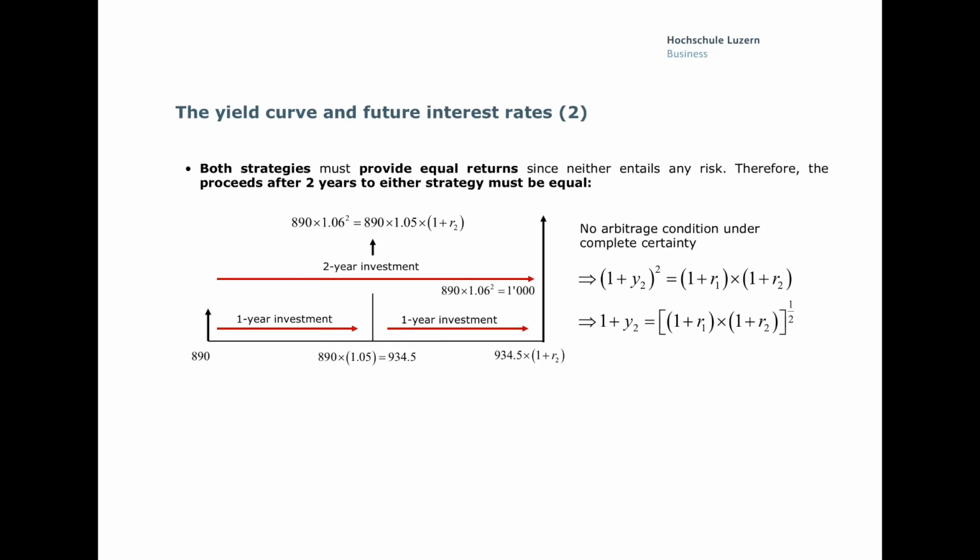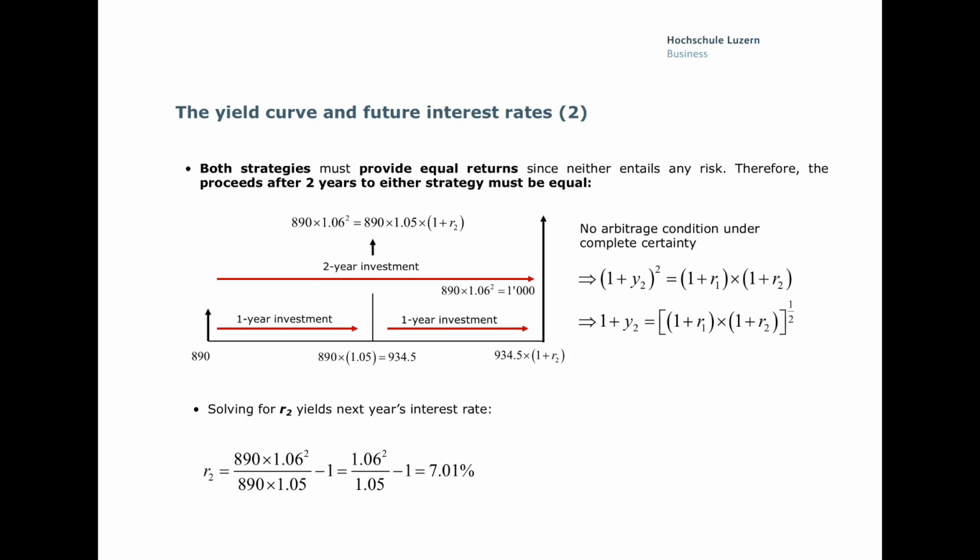The two investment strategies introduced previously must provide equal returns, since neither entails any risk. From this insight, it follows that the outcome of each investment strategy after 2 years must be the same. If this condition is violated, an arbitrage opportunity would arise. Next year's interest rate will be found by solving the no arbitrage condition under complete certainty for R2, which implies an interest rate of 7.01%.